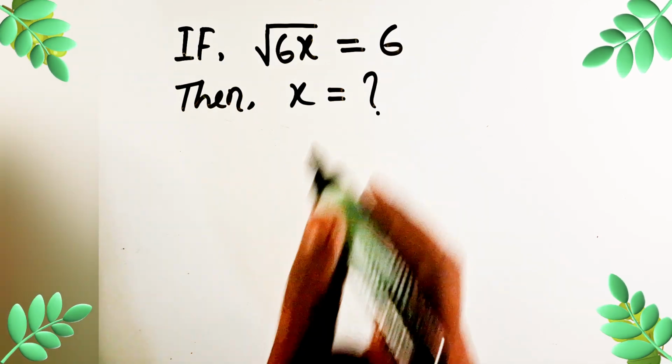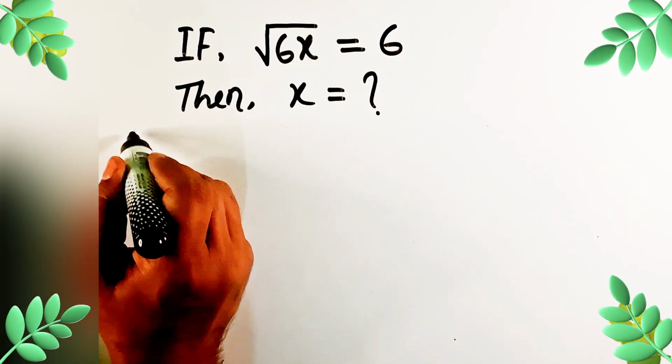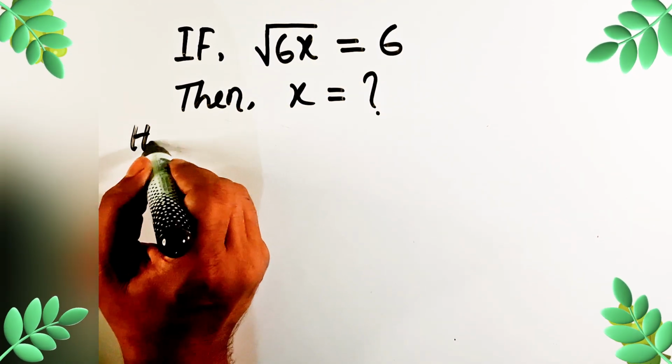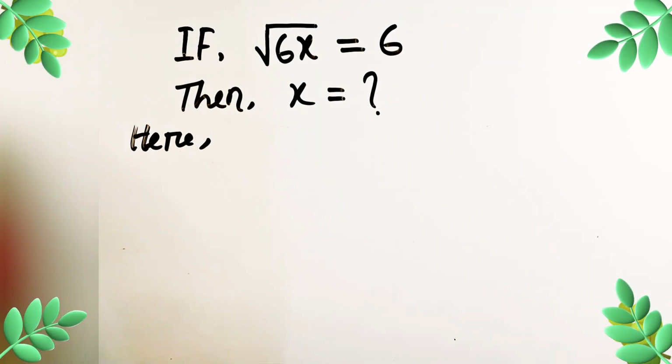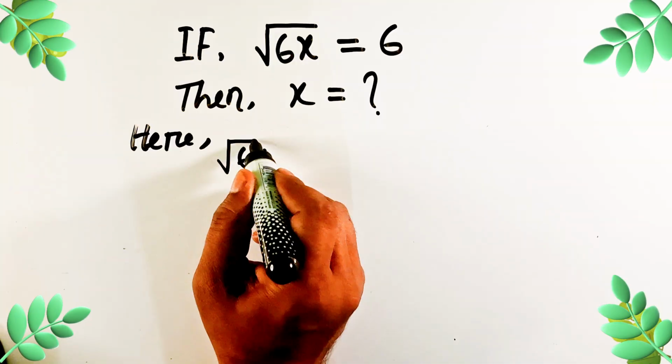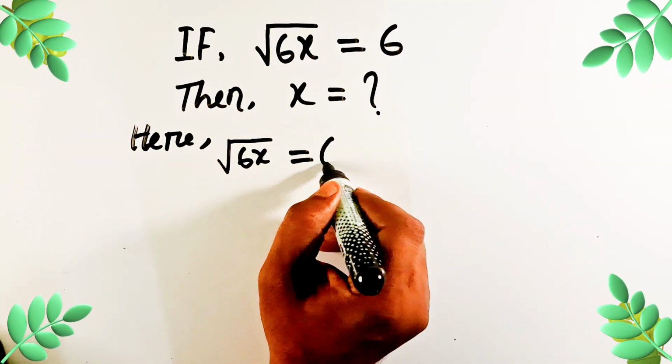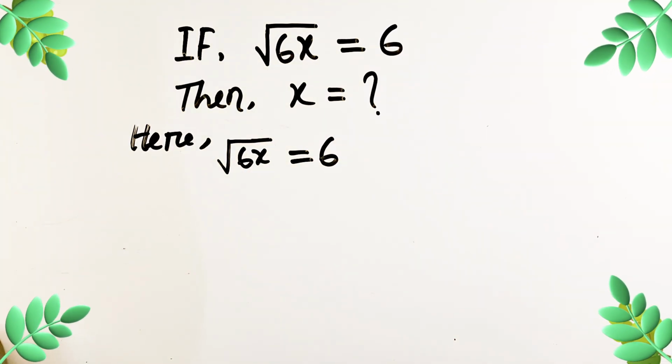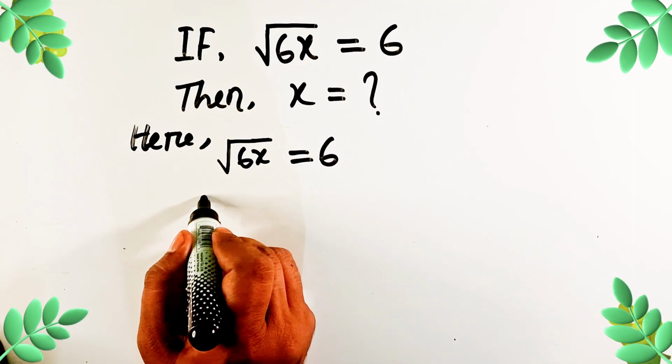Hello guys, today we will do a simple algebra problem. Here, root over 6x is equal to 6. Then find the value of x. First we will square both sides.